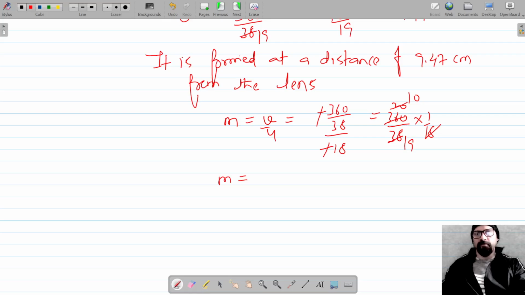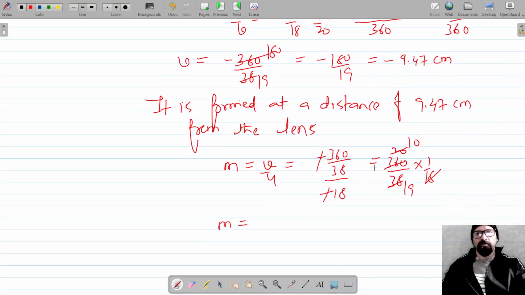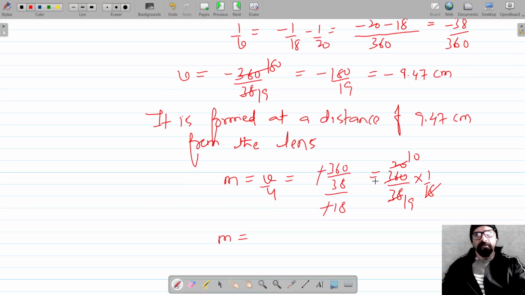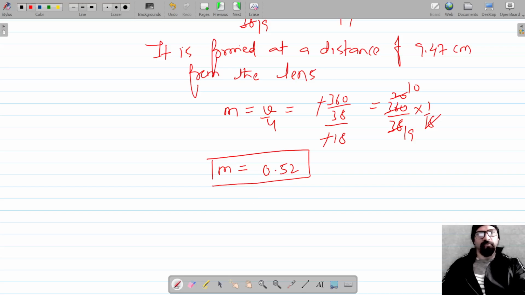And that should give me the value 0.5. So v is 360 by 38 divided by 18, u is 18. So this is 0.5. Magnification is 0.52. That means the image is smaller, the image size is smaller than the object size.